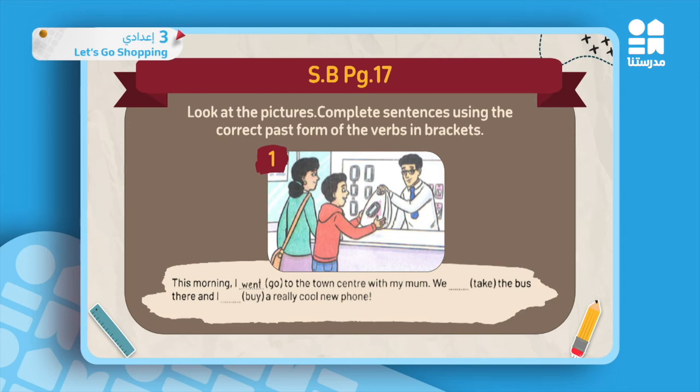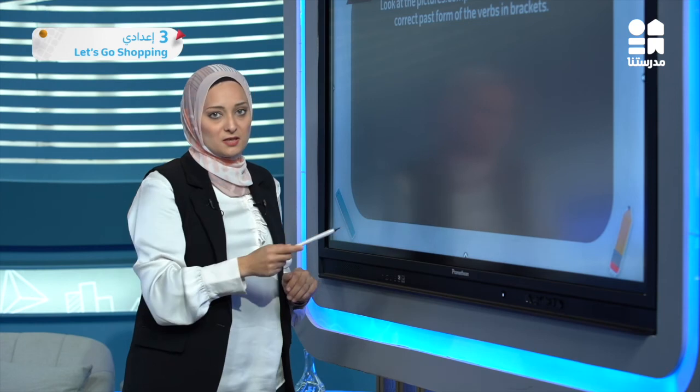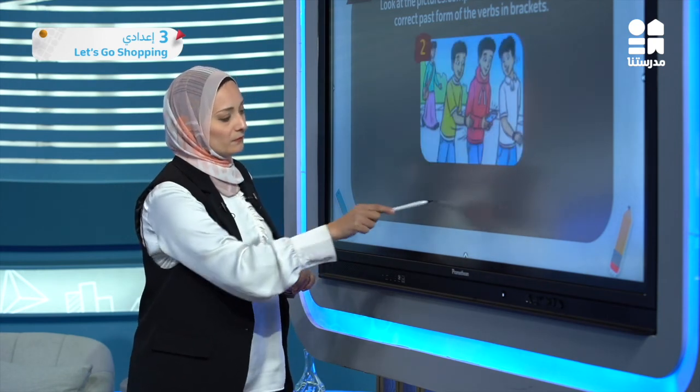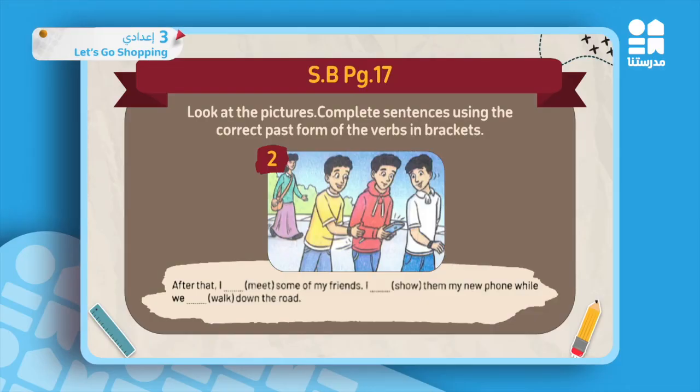This morning I don't say goed, the past simple is went. We take the bus. What's the past of take? Took. You need to study this. And the past of buy is bought. It's an irregular verb as well. As I told you, you need to study these verbs. After that, what's the past of meet? Met some of my friends.